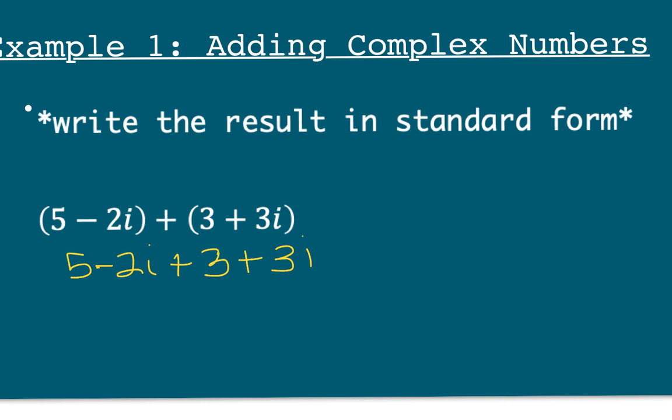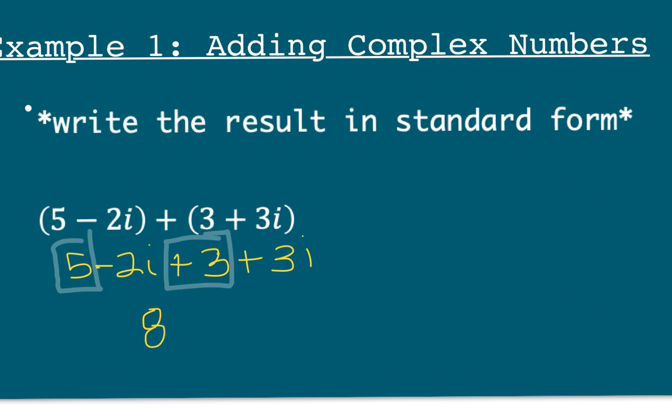Then let's identify the real parts and the imaginary parts so that we can combine them. So our real parts are 5 and 3. So we are going to combine those. So our first real part is 5, and our second real part is 3. So if I combine those, I have a positive 5 and a positive 3. Combining those, I end up with a positive 8.